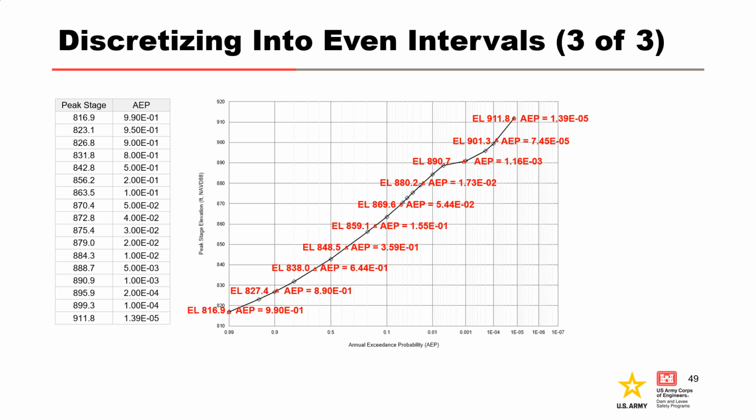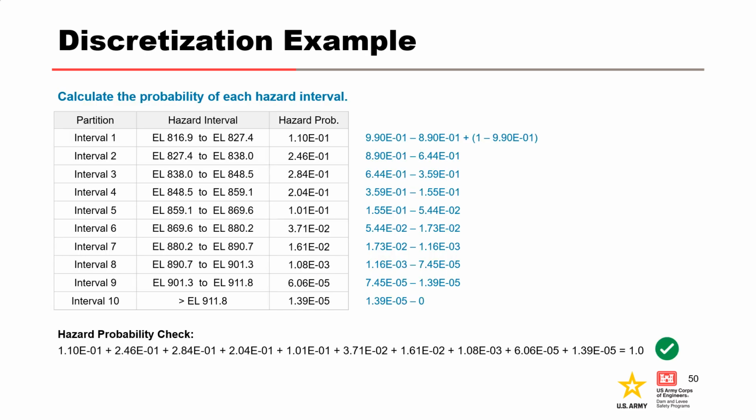Here are the interpolated annual exceedance probabilities for the stages that define our partitions. The probability for each interval is calculated by taking the annual exceedance probability at the lower stage minus the annual exceedance probability of the highest stage. The probabilities are the same ones shown in red on the prior slide that we interpolated from the stage frequency curve. The non-exceedance is added into the first partition, and if everything is done correctly, all these probabilities will sum to 1.